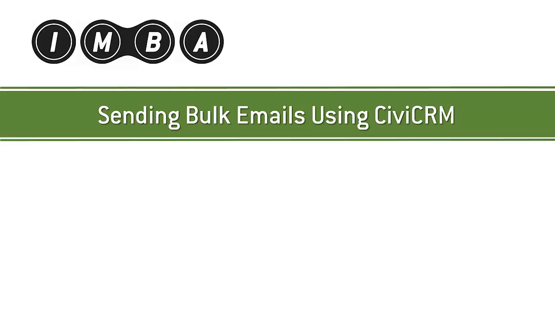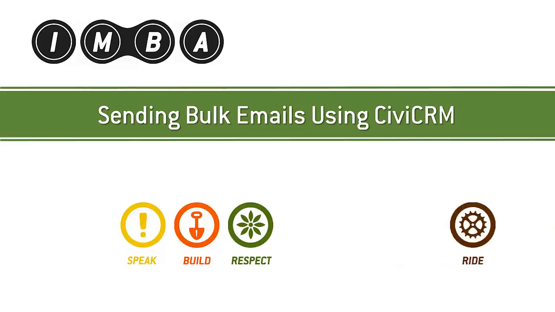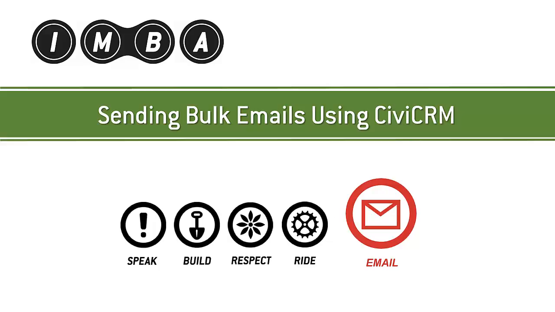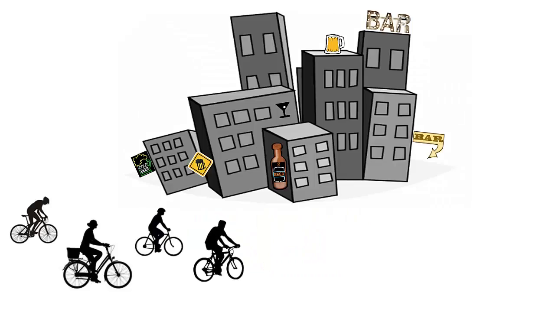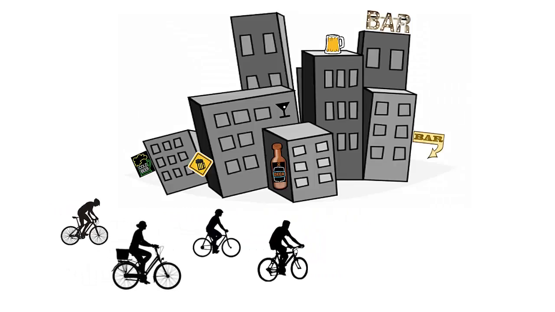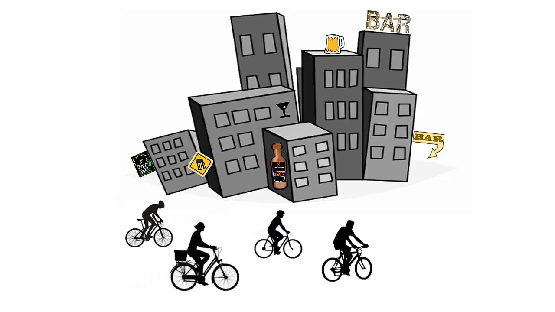In this video, we'll show you how to use CiviCRM to send bulk emails to your chapter's mailing list. Now that you know the ins and outs of finding your contacts, members, and contributors, you might be itching to reach out to them, to thank them for their support, to enlist volunteers for your annual bike festival, or to announce the schedule for this season's pub crawls. Well, we'll walk you through the process.